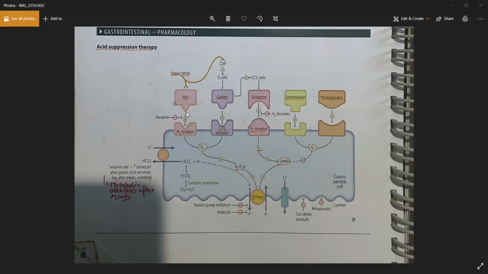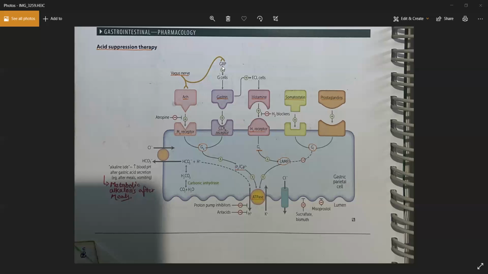First, let's discuss how the production occurs. You will have the vagus nerve, and if you guys remember, the vagus nerve will release two things. One is acetylcholine, and second is gastrin-releasing peptide. The acetylcholine will directly activate the muscarinic receptors, the M3 receptors. Okay, and these M3 receptors will go through Gq and they will activate the ATPase pump.